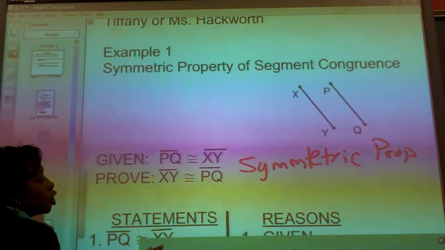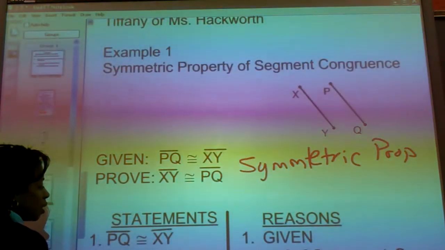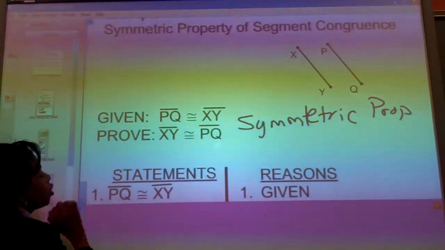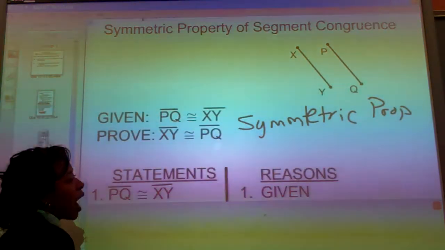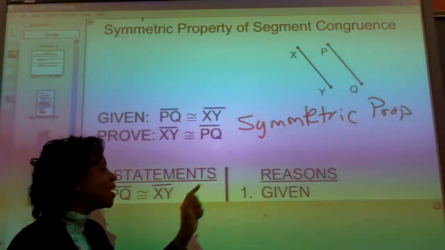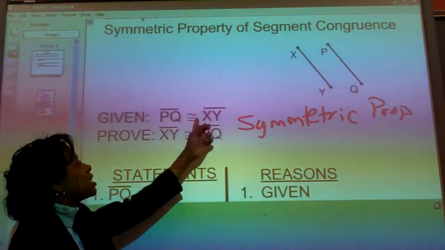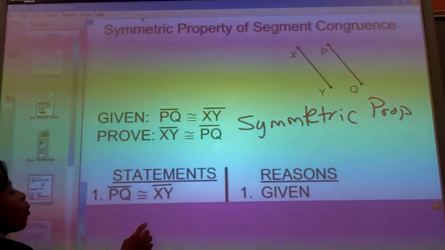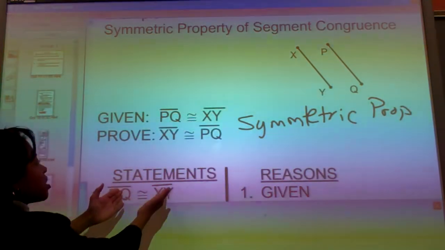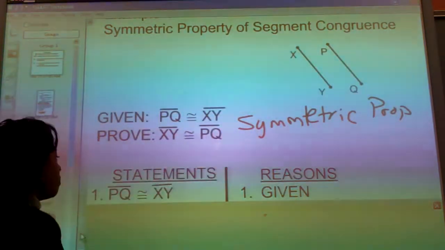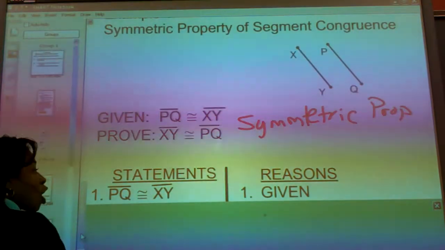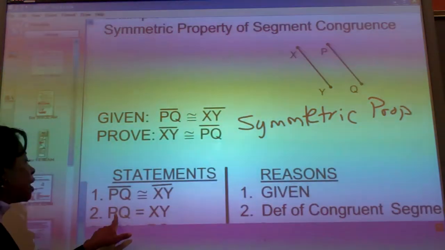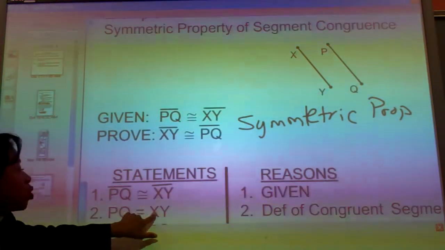First things first. You almost always start with the given. Number 1 is the given: segment PQ is congruent to XY. Why? What reason is that? The reason is because it was given in the problem. So I write given. Number 2, what do I know? I look at this and I start thinking, oh, shucks, here's another thing I remember. Congruent segments are also equal. PQ is equal to XY.